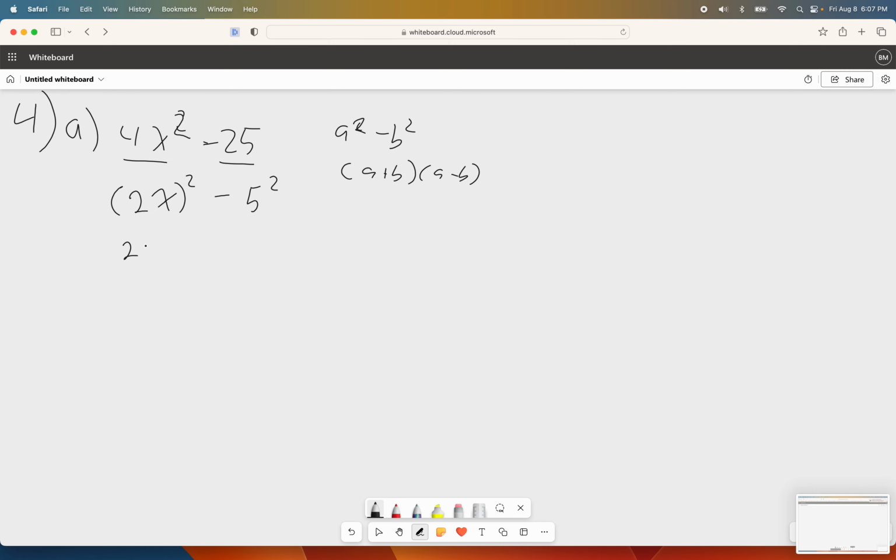Coming over here, we get 2x plus 5 times 2x minus 5. Is that fully factored? Yes. Here's a degree 1 term. Here's another degree 1 term. You couldn't possibly do better than that. Let's see what's going on with the next one. Okay, 2x squared plus 5x minus 12.